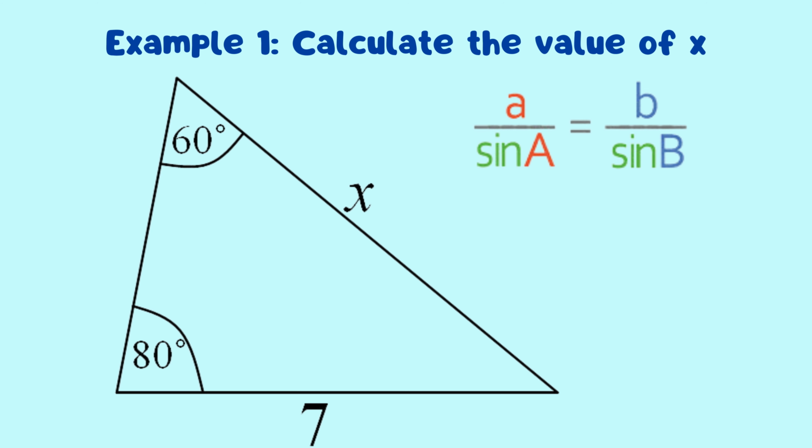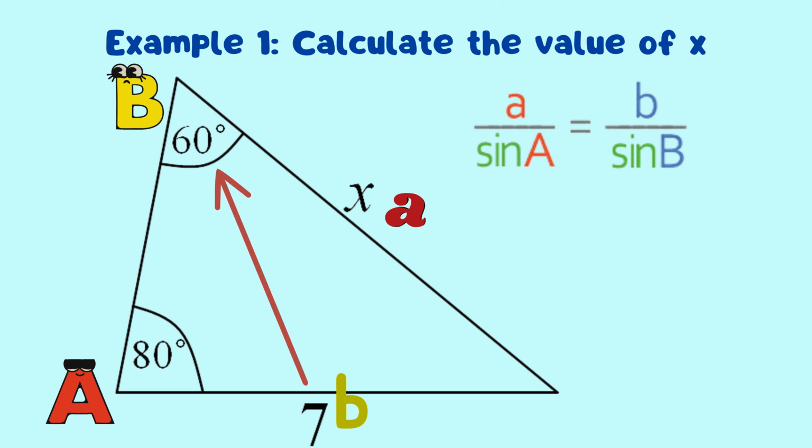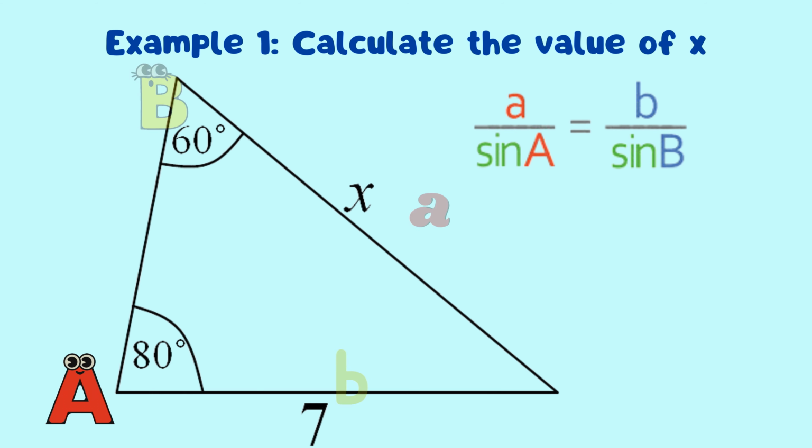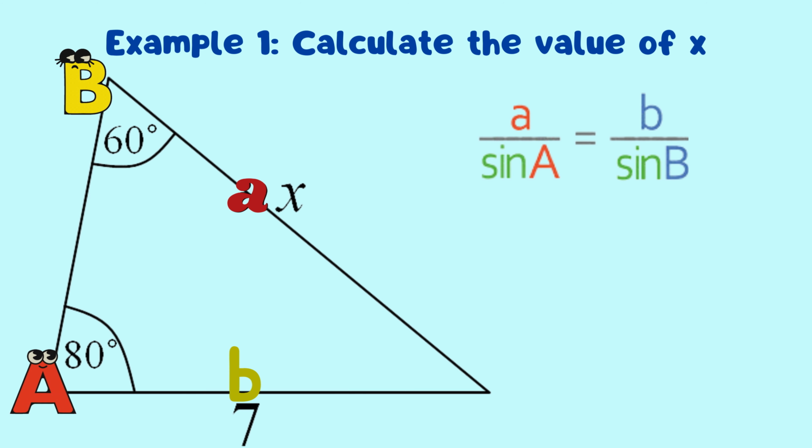We need to find the length of the side x. Applying the Sine Rule, we can label it as common A. That means its opposite angle is labelled capital A. The other known side and its opposite angle can be labelled as common B and capital B. Now let's make the substitutions into the formula.